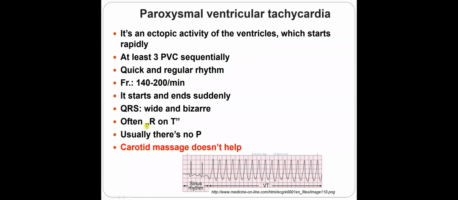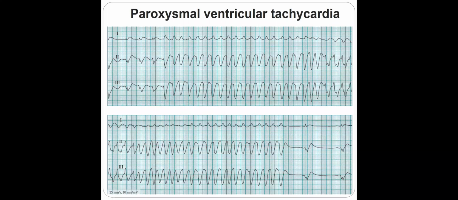But another problem, if we do have an R on T phenomenon, have you heard about it in physiology? When the R wave is exactly on top of the previous T wave, that can trigger ventricular fibrillation. Because the end part of the T wave, or the repolarization, is very vulnerable, and that can cause this situation. All right, here you can see the suddenly starting paroxysmal ventricular tachycardia.